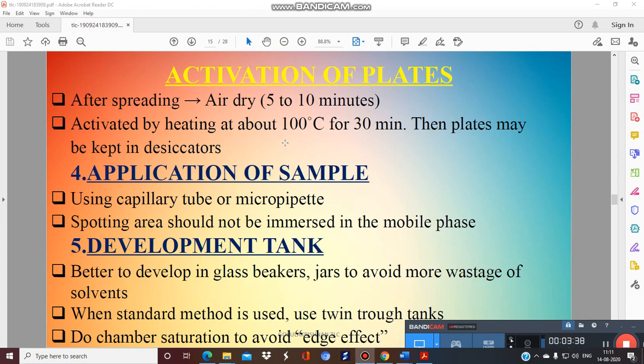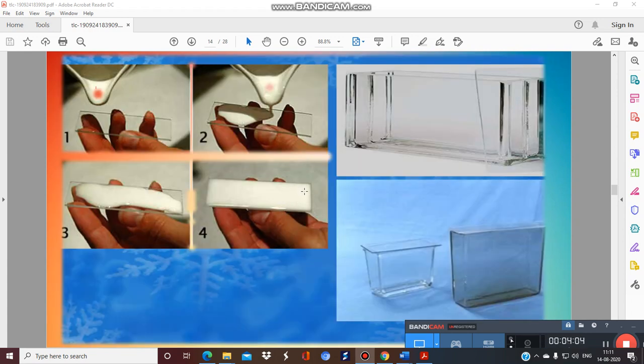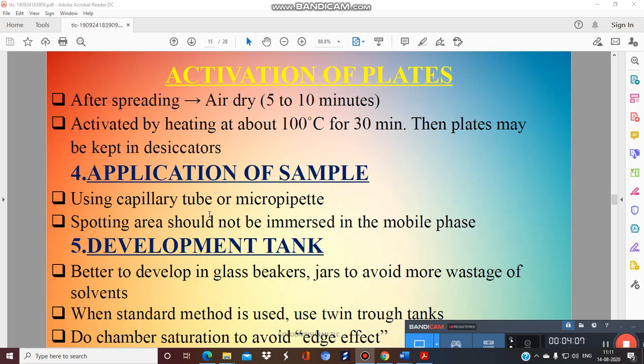Now we will need a sample. So first of all we will have to select a sample. Suppose in the case of phytochemistry you have to go for the extraction part first. After extraction with the particular solvent, only then you will prepare a sample of that particular extract. Okay, so with the help of a capillary you will take a particular amount of sample and mark a spot on the TLC plate, and remember this thing, the spotting area should not be immersed in the mobile phase, otherwise it will dissolve all the sample that you placed on your TLC plate.